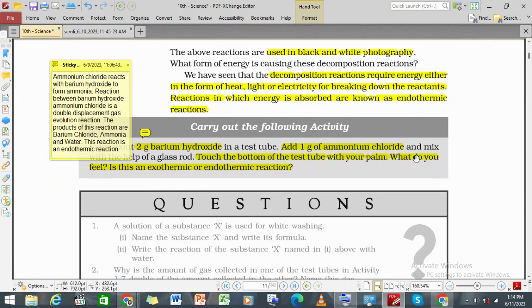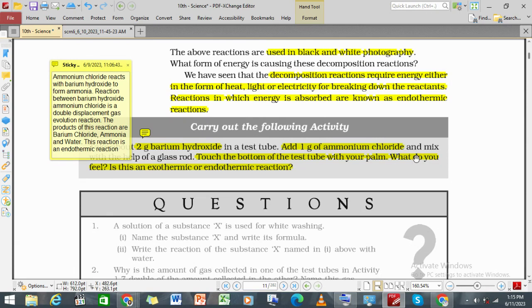All right. Another is given: 2 gram barium hydroxide. In the barium hydroxide we add ammonium chloride, and touch the bottom of the test tube with the palm. What do you feel? Is it an exothermic or endothermic reaction? Now the ammonium chloride, when reacted with barium hydroxide, forms ammonia.